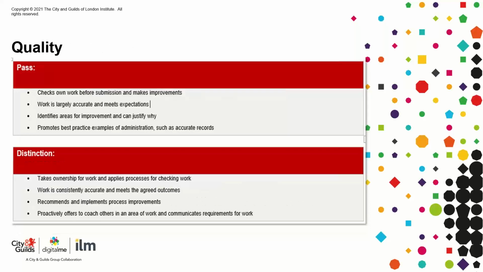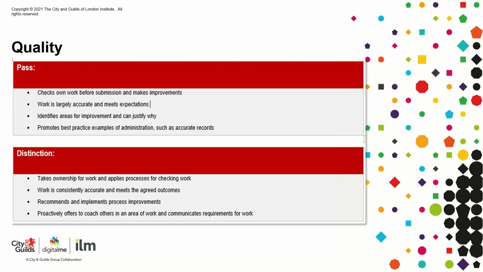Okay, so moving on to quality. One key area within the quality section is about identifying areas for improvement and justifying why improvements are needed. The improvement needs to be quality related, and for distinction, it needs to have been implemented. Again, coaching is not just completed for the distinction, but it needs to be proactive. So the apprentice needs to be the one instigating the coaching, not just reacting to what they've been told to do.